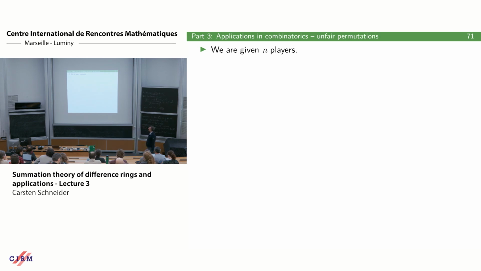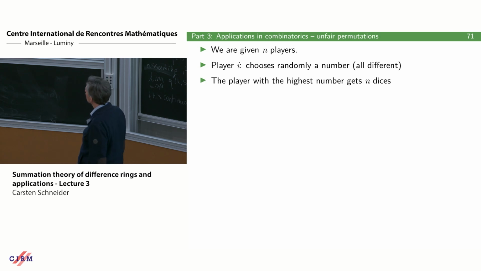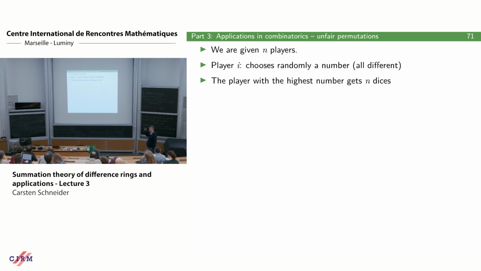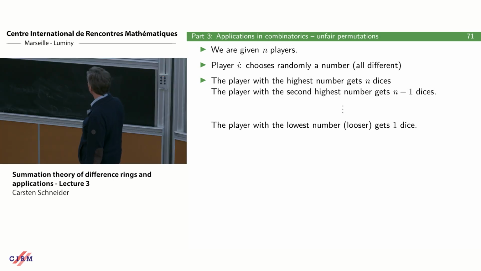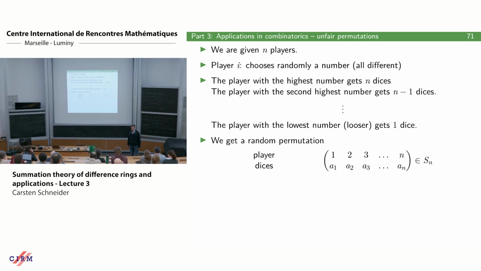We are given n players. This is not the problem, this is the naive way. Player i chooses randomly a number. All are different, so you have n different numbers. The player with the highest number gets n dice as reward, and the player with the second highest number gets n minus 1 dice, and so on. The player with the lowest number gets only 1 die. And if you write it down, player 1, 2, 3, and here you get the number of dice, you get a random permutation.